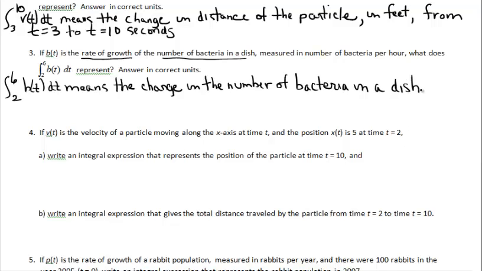All right, measured in, like up here, I put measured in feet. Well, what is this measured in? Well, it's measured in numbers, so I'm not going to go ahead and put comma in numbers. I could, it wouldn't be wrong, but it'd be kind of redundant. It just means the change in the number of bacteria in a dish from, let's talk about the limits, t equals 2 to t equals 6 hours.